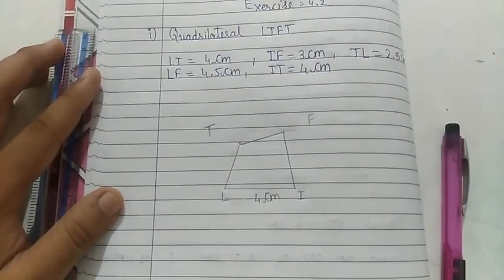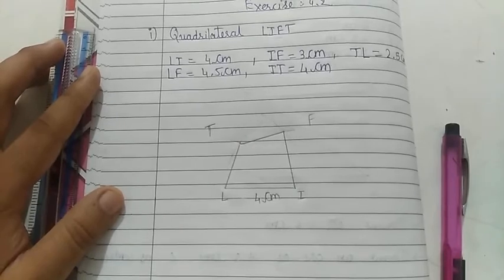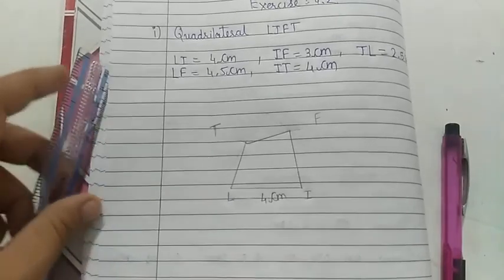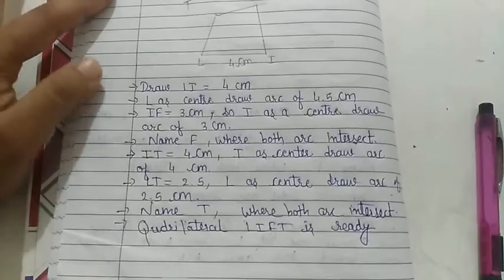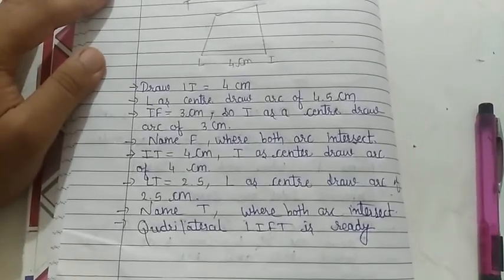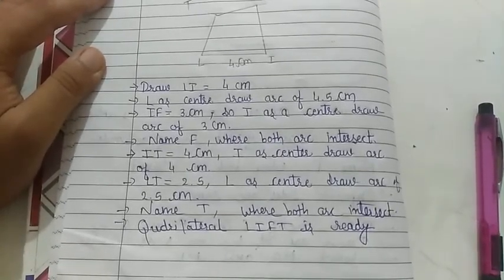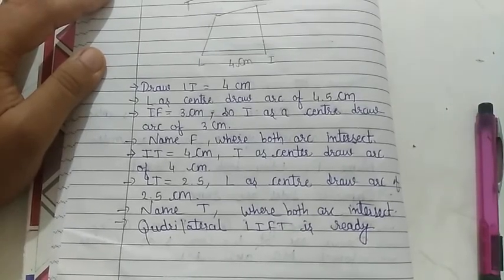So this way you have to draw the quadrilaterals. Now, how to write down the points? You can write down the points in your own way. I am writing the points and will directly show you how to write. Whatever things you do in the drawing, you have to mention all of them in the points.